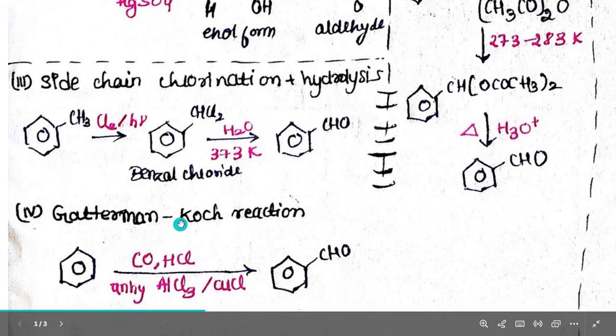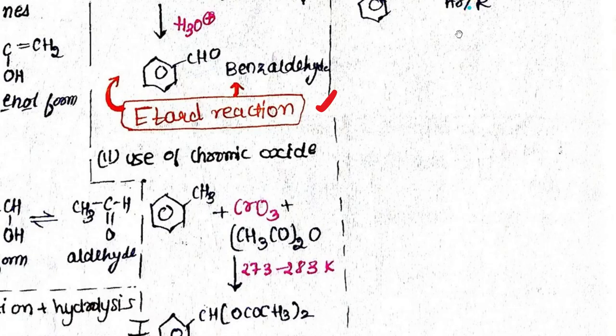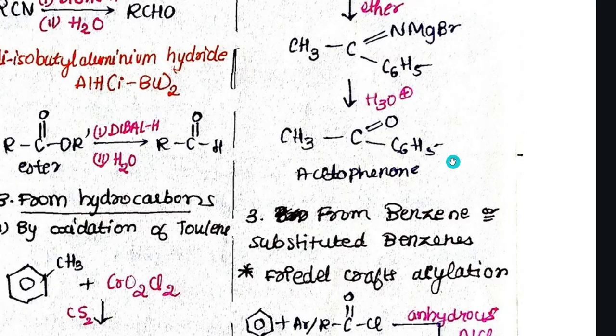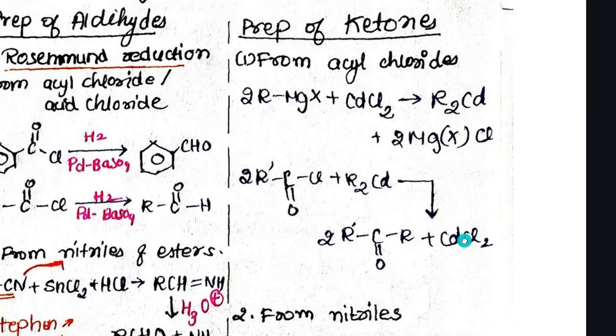Another important reaction is the Gattermann-Koch reaction. Simple benzene on reaction with carbon monoxide, HCl, anhydrous AlCl3, and CuCl will give us benzaldehyde. As simple as that. Next, coming to ketones. Preparation methods of ketones.